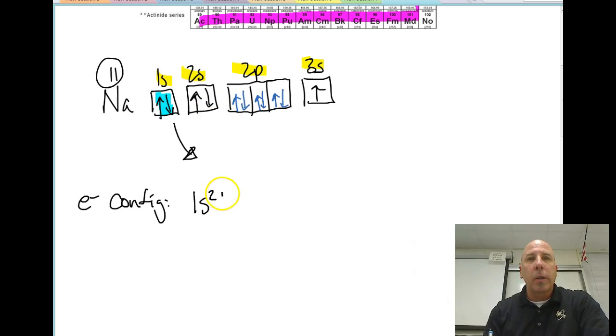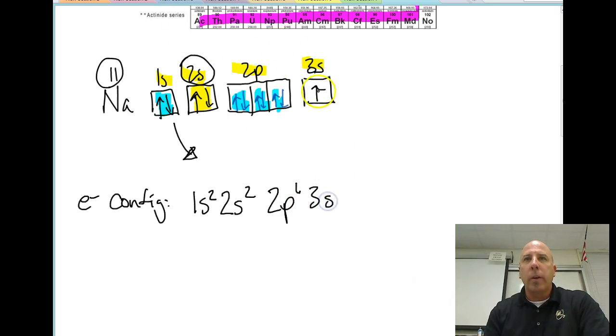Then we go to the next one. We go 2, because it's going to be our 2s, and there's also 2 electrons in there, and so we write 2s2. And then we go to our 2p. And in the 2p, we have 2, 4, 6. So we're going to say 2p6. And then we go on to our 3s, and there's only 1 electron in there, 3s1.